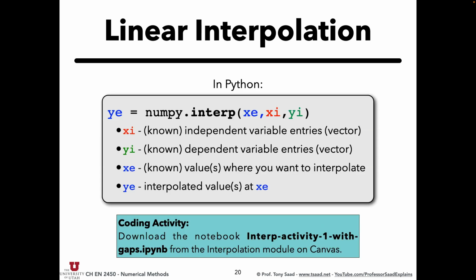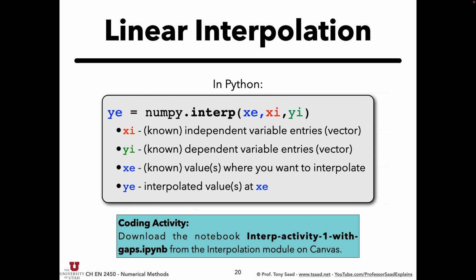To do this in Python, we're going to go back to NumPy. NumPy has this built-in routine called interp. So you can import NumPy as np, and you can say np.interp. And this is what it looks like. I'm writing here ye equals numpy.interp. There are at least three arguments for that interp routine: xe, xi, and yi.